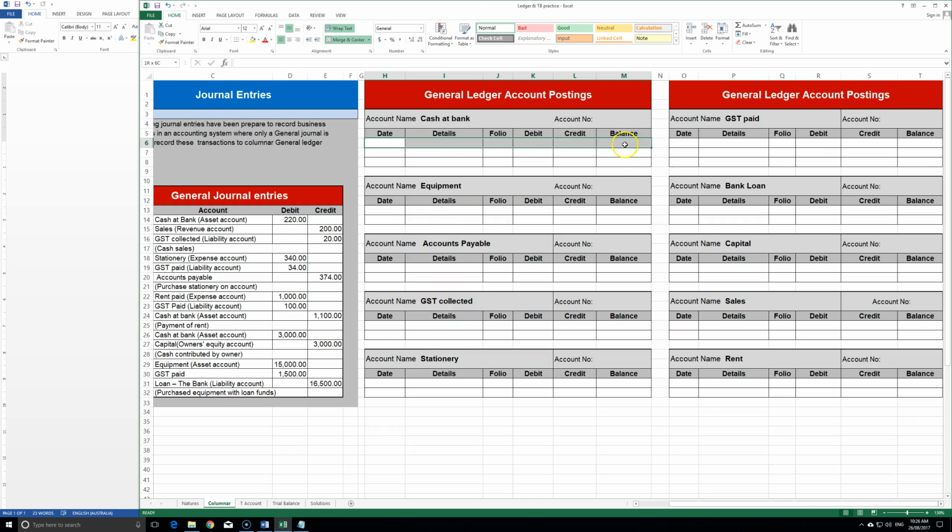The columnar layout has, as I said, the accounts split like this in the general ledger, and then each line is a new transaction. We have a running balance going down the right-hand side. So increases to cash at bank will increase the balance, decreases will bring it down.